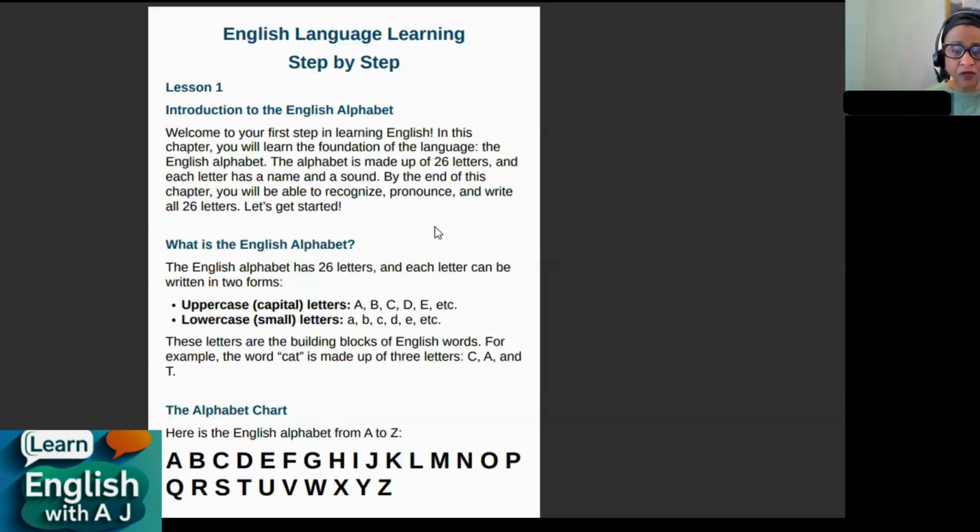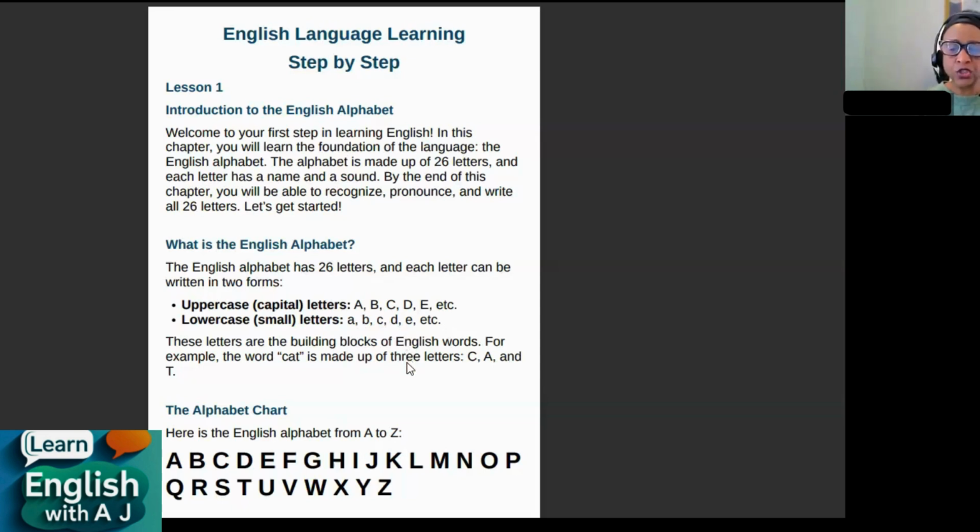What is the English alphabet? Again, 26 letters. They look like this. They have an uppercase or capital, and those letters will look like this. These are capital letters. The lowercase letters, or the smaller letters, we call them the little babies. They look different, but they are connected to each letter. I'll show you a chart later of how they look together.